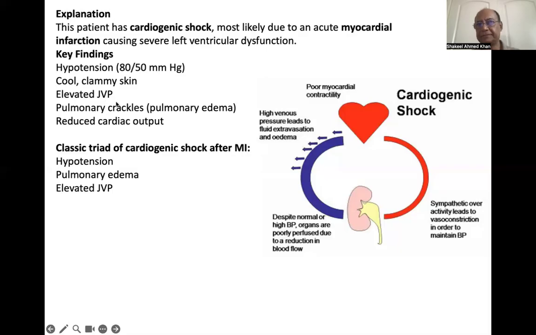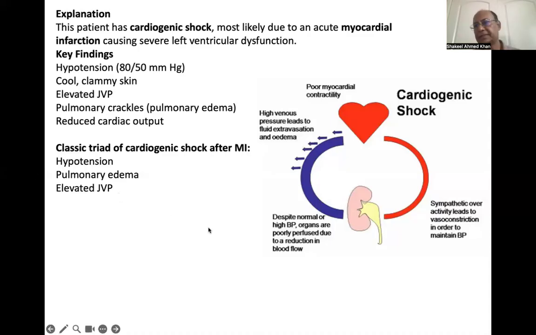Similarly, there is elevated JVP, and you see the pulmonary crackles also. So the classic triad of cardiogenic shock starts with hypotension and vasoconstriction, that is cold, clammy skin, then pulmonary edema, and elevated JVP. This is very, very typical.